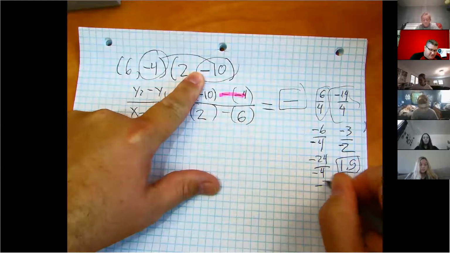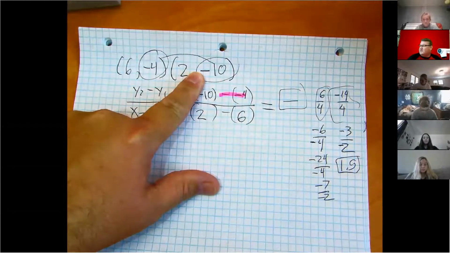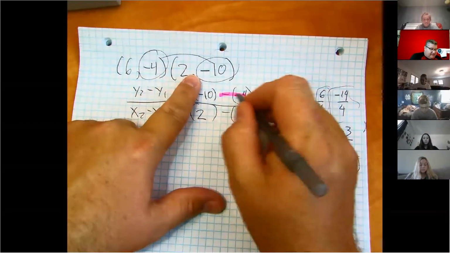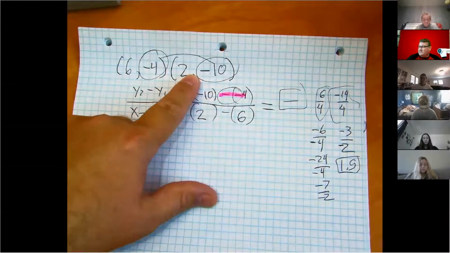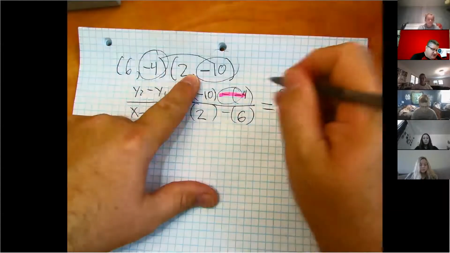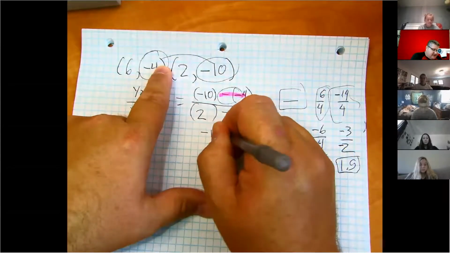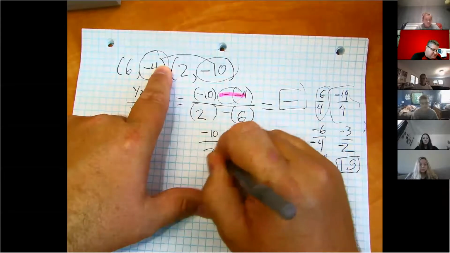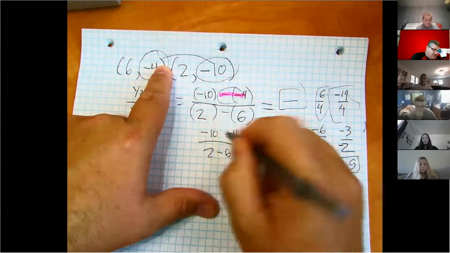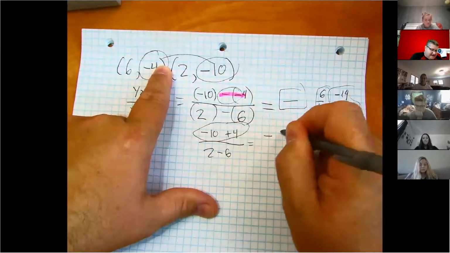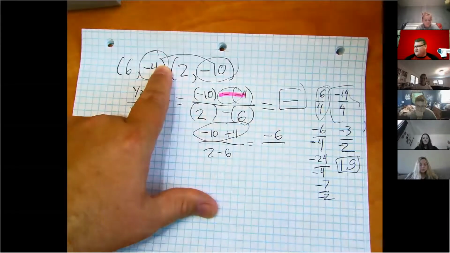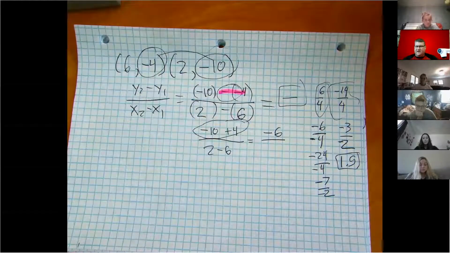Okay, somebody else wanted to put another wrong answer up. Good job. Okay. Two negatives make a? Positive. You betcha. So we have negative 10 plus 4 over 2 minus 6. So at minimum, I get -6 for the top. Does everybody agree that -6 is at least right so far?